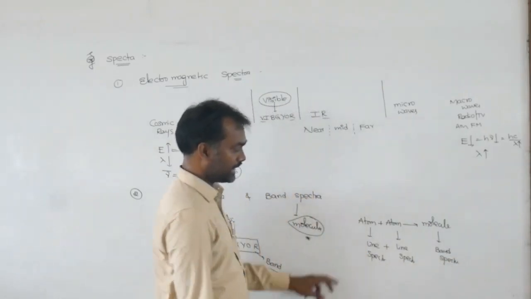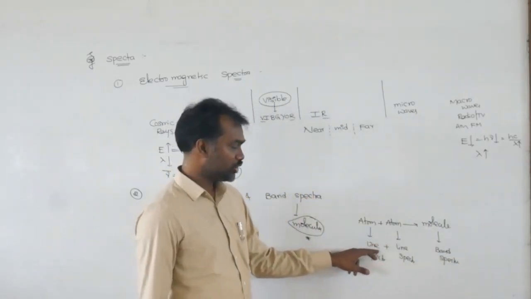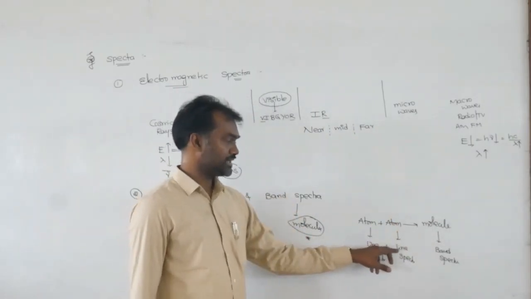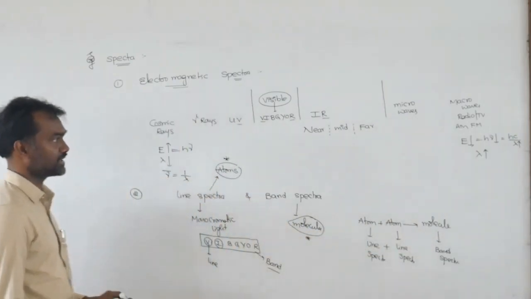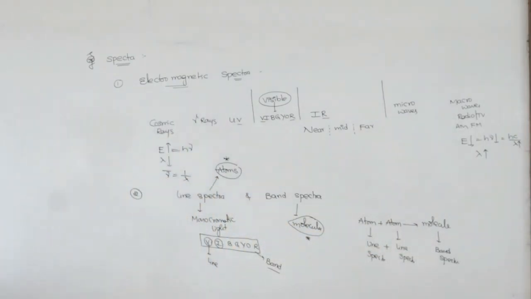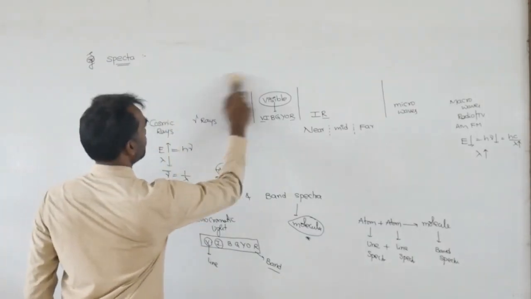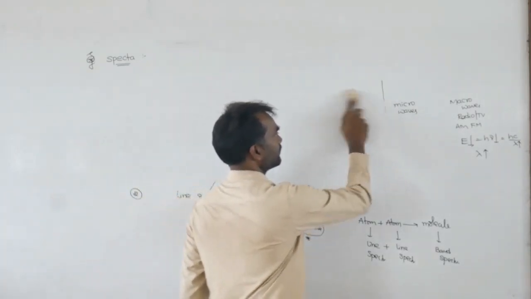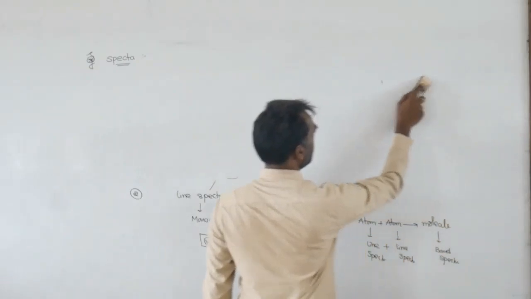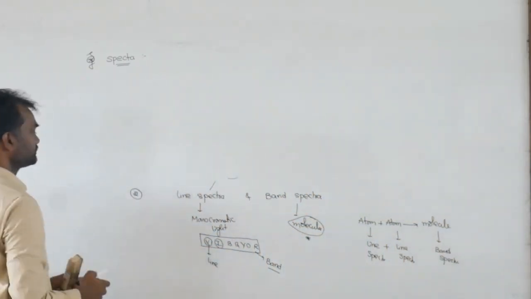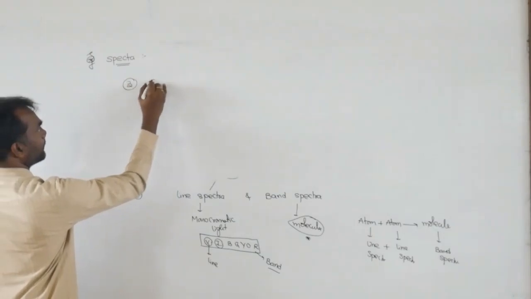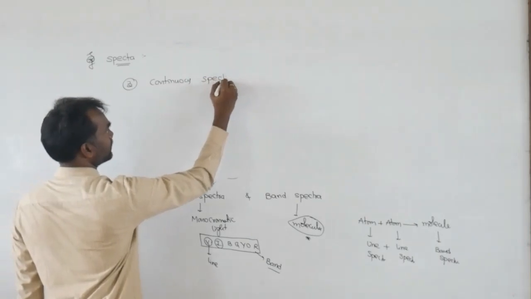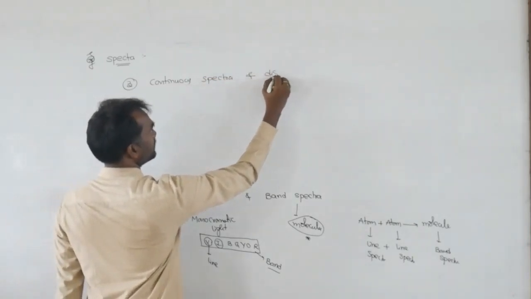A line you can think of as a thread. So many threads combining, you get a cloth. Like that, line combining with line, you get a band spectrum. Next, some other spectra: continuous spectra and discontinuous spectra.